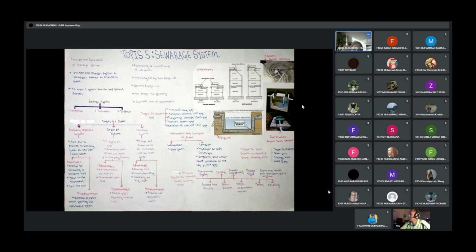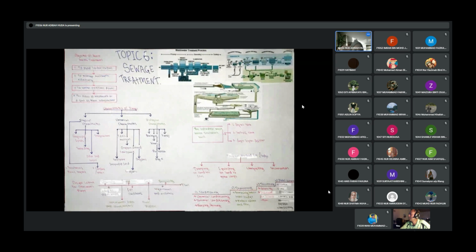So now we move to topic 6, characteristic of sewer. Divided by 3: physical characteristic, chemical characteristic, and biological characteristic.